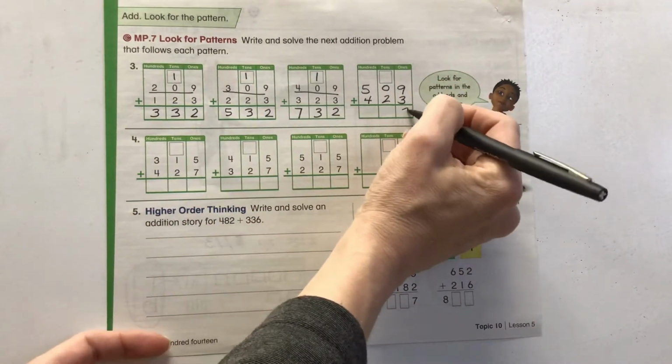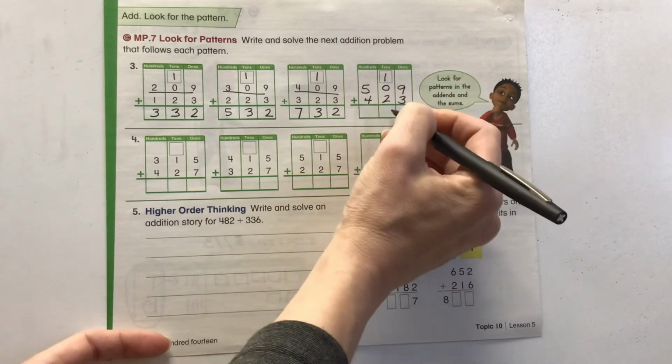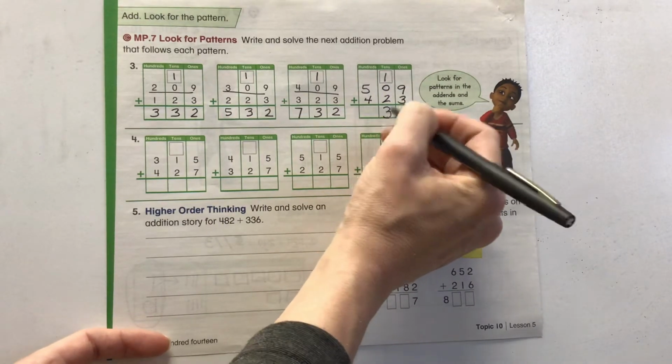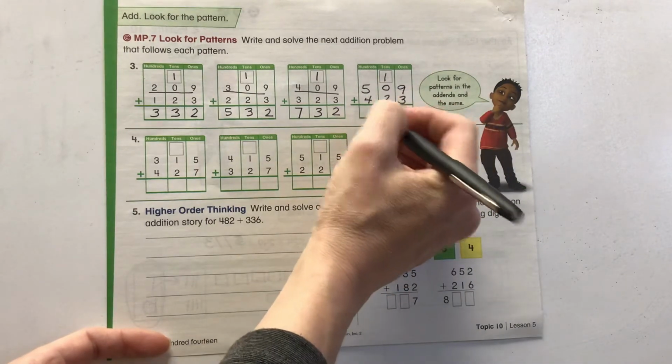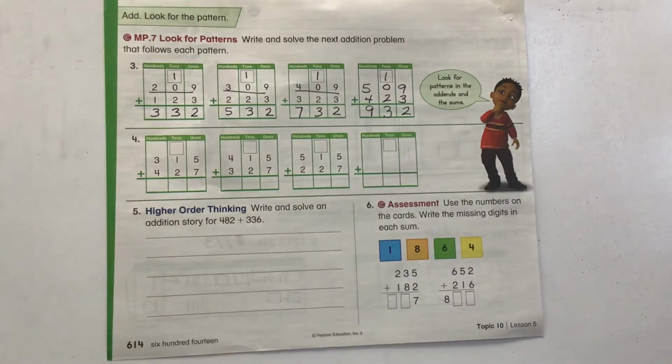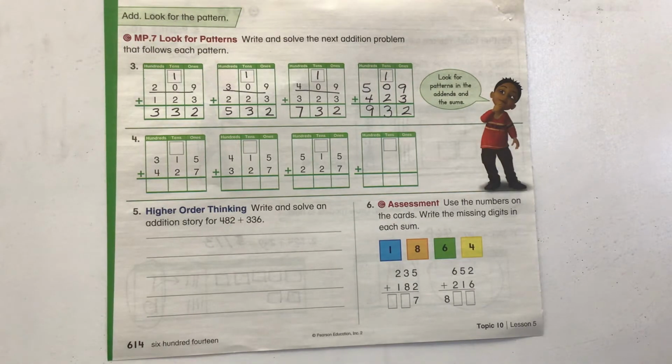9 plus 3 is 12. We've got our same pattern here. 1 plus 0 is 1, plus 2 is 3. And 5 plus 4 is 9. So we get 932. We're going to do the same thing. We're going to look for the pattern. In fact, if we want to go ahead and take a look at it now, we can get ready for the next one.